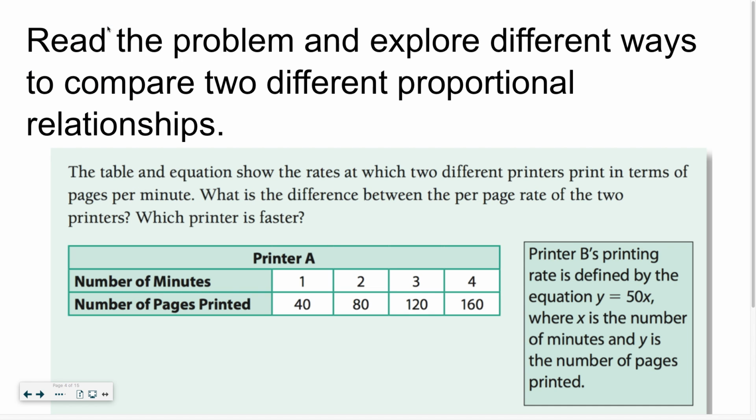So we have a problem about a printer. It says the table and the equation show the rates at which two different printers print, in terms of pages per minute. What is the difference between the per page ratio of the two printers? Which printer is faster? That's what we're going to find. So we're going to compare them.